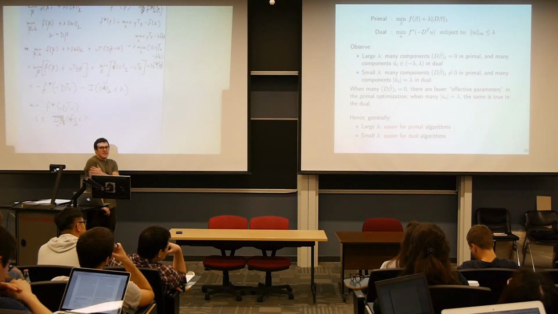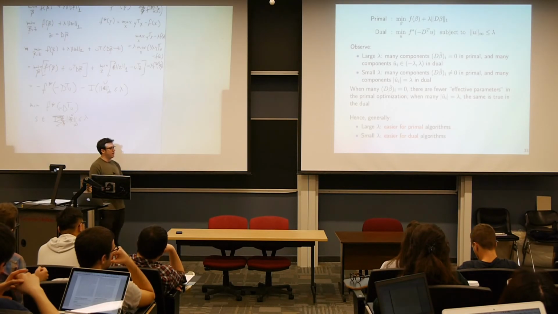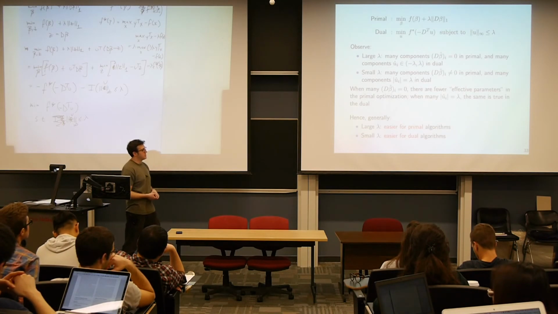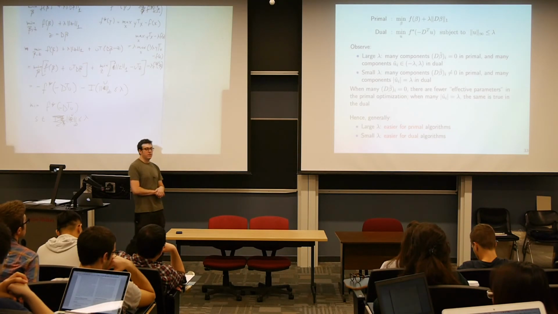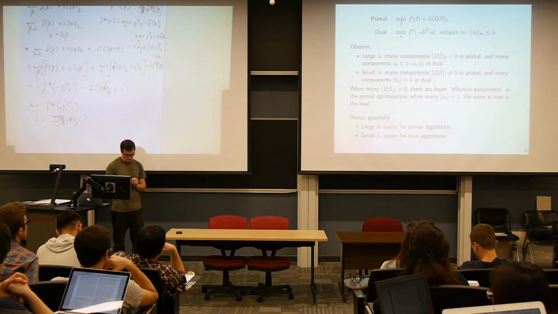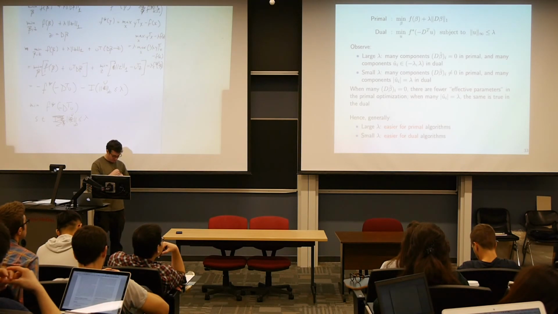The intuition here, and I would add the caveat that it also depends on what the actual optimization algorithm is, is that for these kinds of problems, a large lambda is going to be easier for the primal algorithms, whereas a small lambda is going to be perhaps easier for dual algorithms.